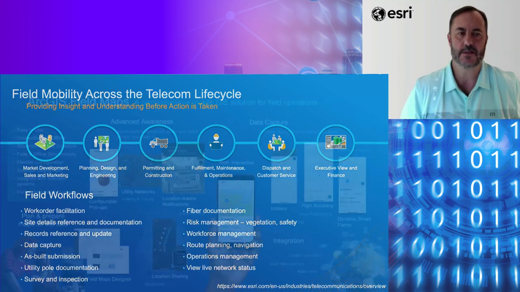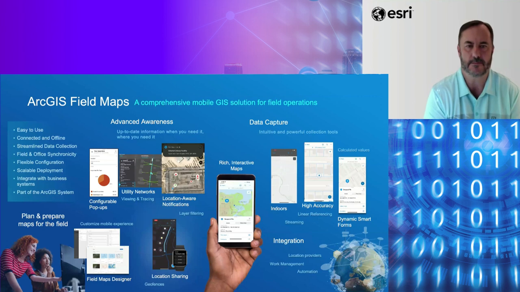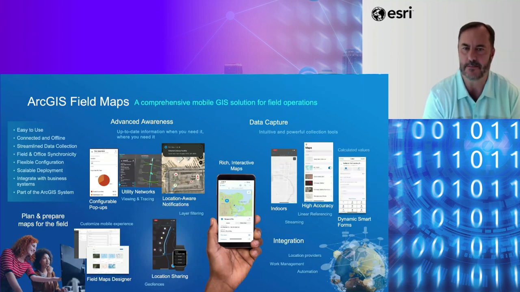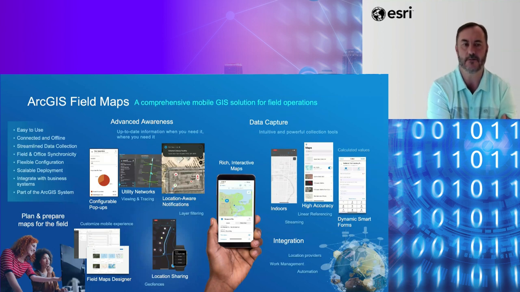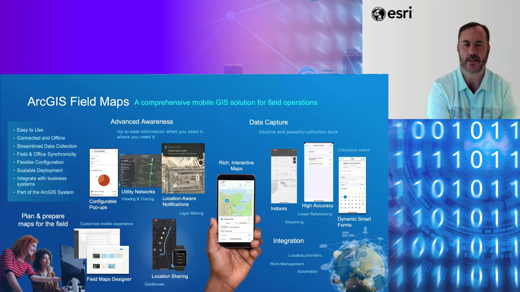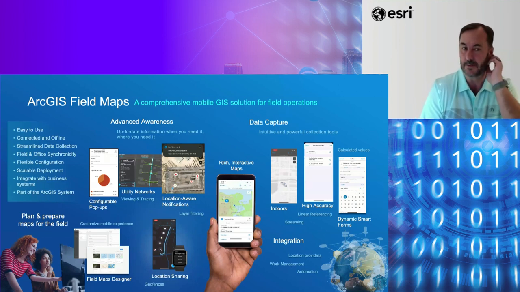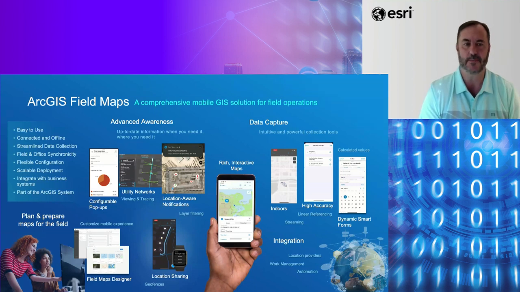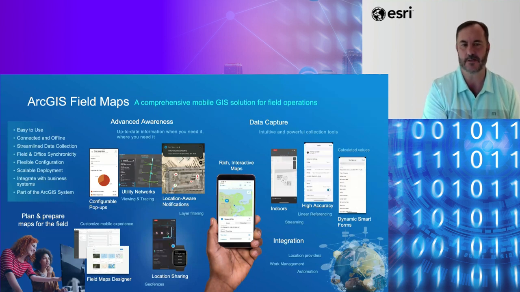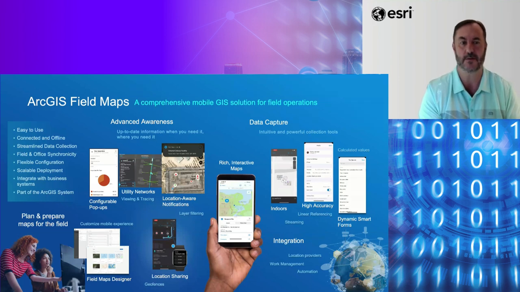So let's jump into ArcGIS Field Maps. ArcGIS Field Maps is Esri's latest mobile GIS solution. We introduced it in November of 2020, and it was a culmination of bringing together multiple mobile applications that we had in the past. Those applications run on iOS and Android devices primarily. We also have released it for Windows 11 as well.